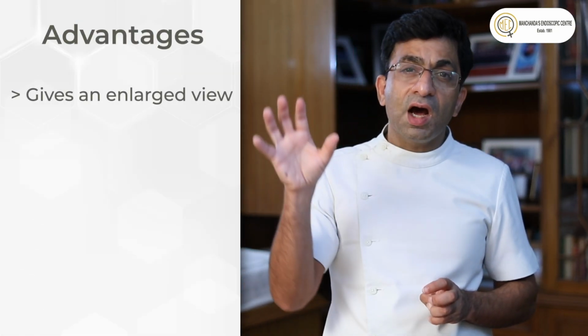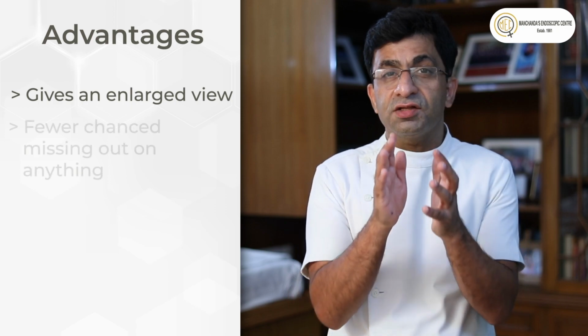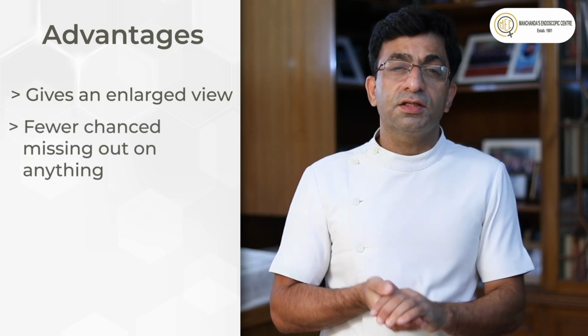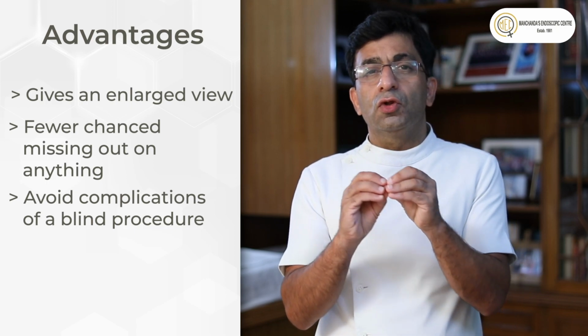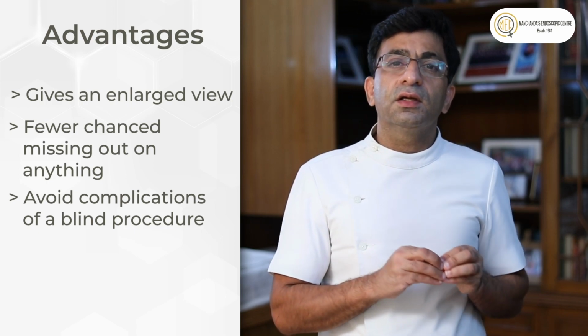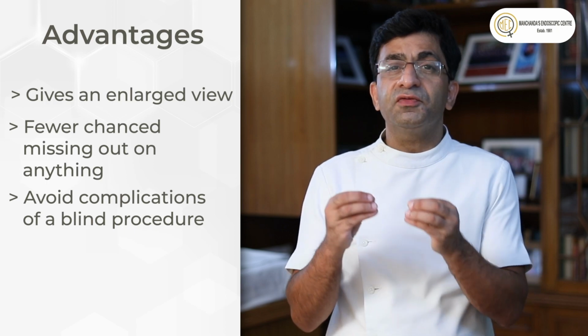Why is the lady having bleeding problems? Why is she not conceiving? What are the things that are abnormal inside the uterine cavity? We can take a biopsy under vision, looking at a huge screen through the telescope with a very enlarged picture. So the chances of missing things are very less. The chances of a complication that you would have with a blind procedure are not there. So these are some of the advantages.